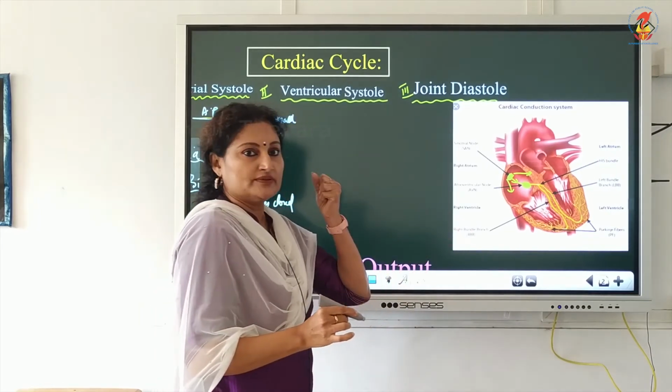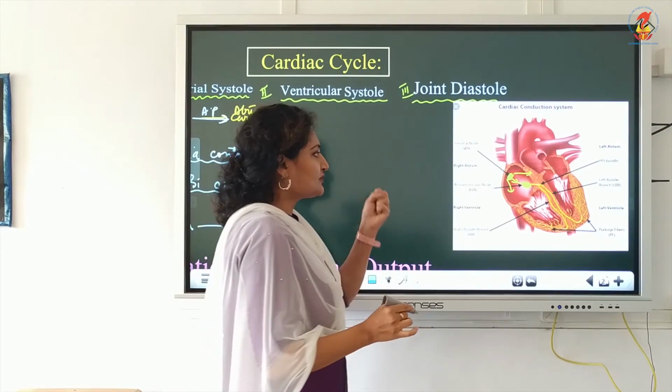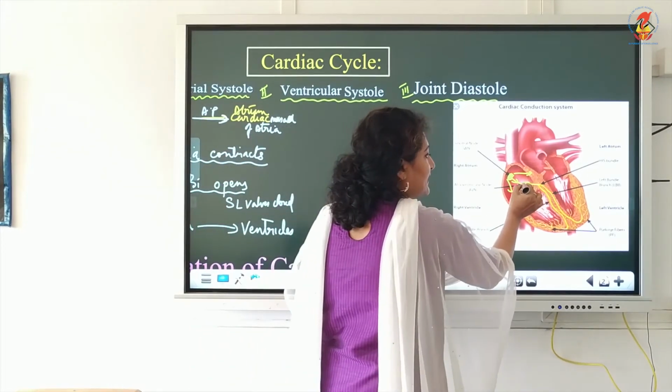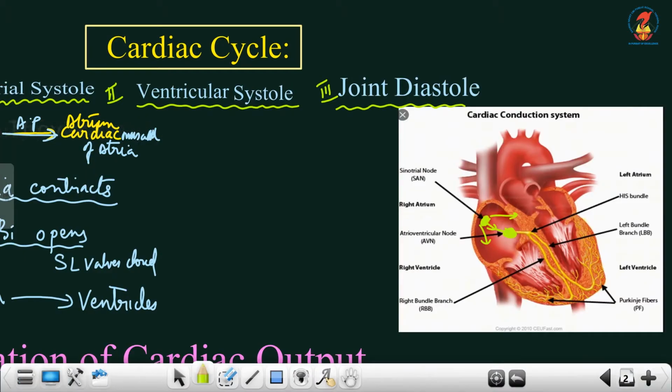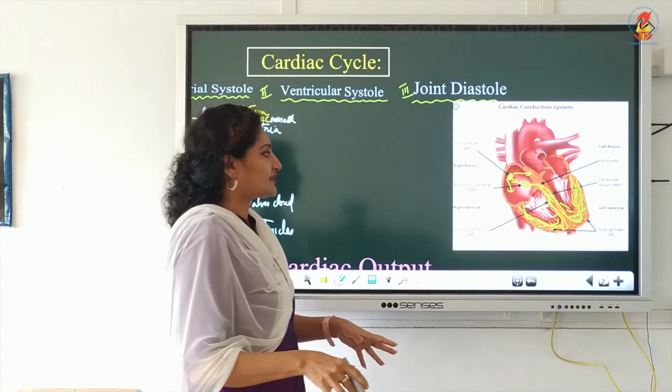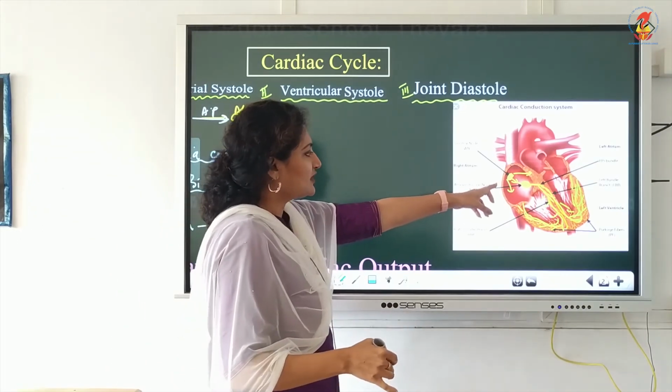The AV node picks up this action potential, and then like the copper wire or the electric wire in your house, through this bundle or through these fibers, it is propagated to different parts of the ventricles, like the electric wire of our houses. With the help of these fibers, it is transmitted where? To the different parts of the ventricles. So it is propagated to the ventricles. Therefore, the ventricles contract.